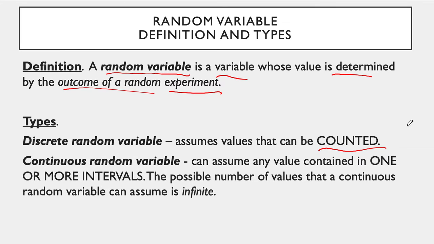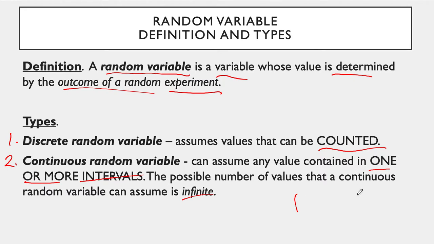Number two, we have continuous random variables. These can assume any value contained in one or more intervals, so they cannot be counted. Usually, continuous random variables are the ones being measured. The possible number of values that a continuous random variable can assume is infinite. So there are an infinite number of values that a continuous random variable can assume.